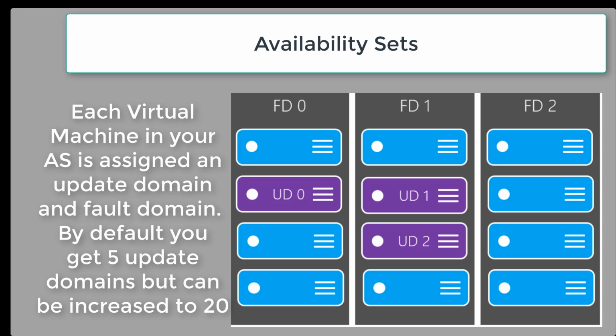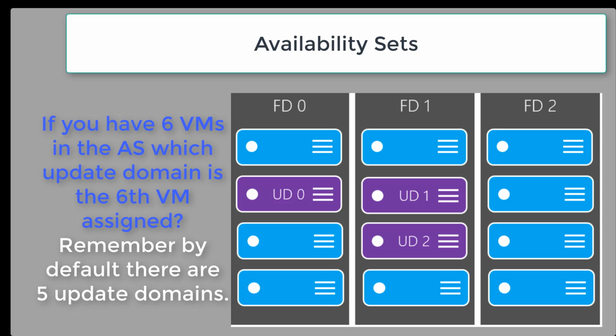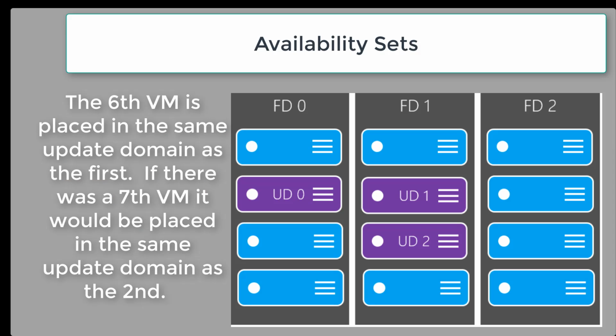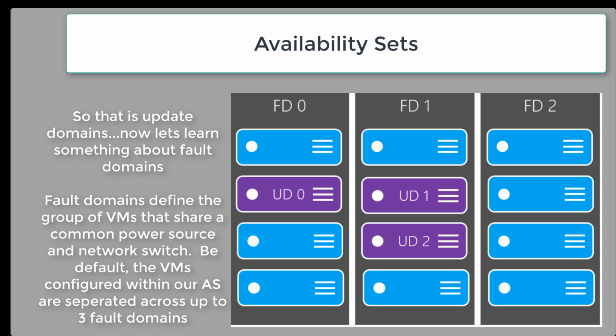Each virtual machine in your availability set is assigned an update domain and fault domain. By default, you get 5 update domains, but can be increased to 20. For example, if you have 6 VMs in the availability set, which update domain is the 6th VM assigned? Remember, by default, there are 5. The 6th VM is placed in the same update domain as the first. If there was a 7th VM, it would be placed in the same update domain as the second. So that is update domains.